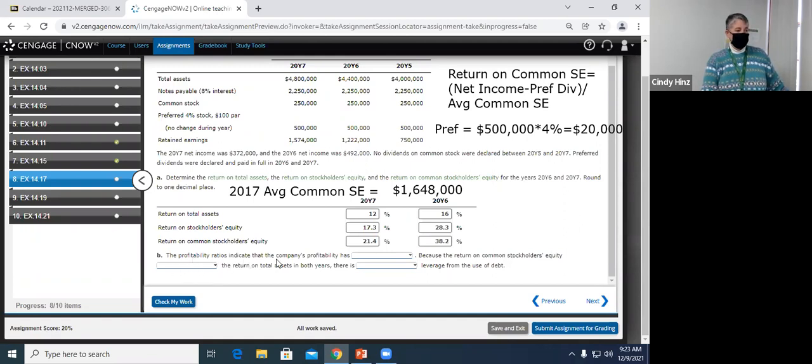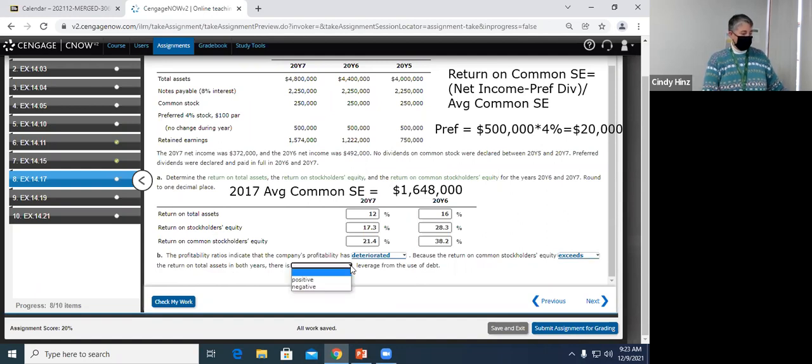The profitability ratios indicate that the company's profitability has deteriorated, because the return on common stockholders' equity exceeds the return on total assets in both years. Because the return on common stockholders' equity exceeds the return on total assets, there is positive leverage from the use of debt. So let me just explain what that means.